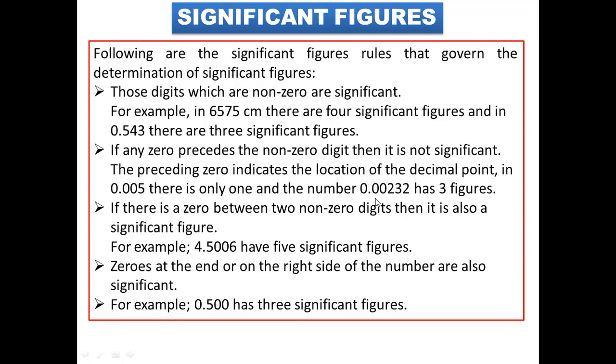Afterwards you see the number 0.00232. These are the preceding zeros. After that are the 3 digits 232, and hence it has only 3 significant figures. So that is 232, 3 significant figures.